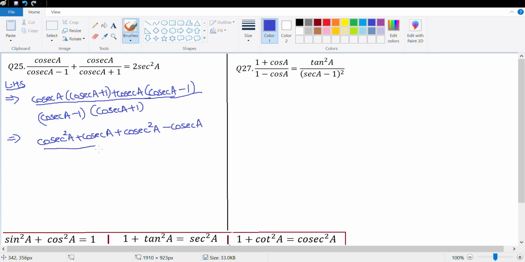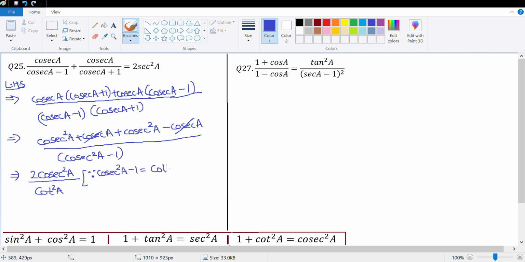And the denominator is in the form A plus B into A minus B, which means this is A square minus B square. So this is cosec square A minus 1. In the numerator, cosec A and minus cosec A get cancelled. So what I am left with is 2 cosec square A. And the denominator is cosec square A minus 1, which means the relationship between cosec A and 1 is cosec square A minus 1 is equal to cot square A. Reason would be since cosec square A minus 1 is equal to cot square A.